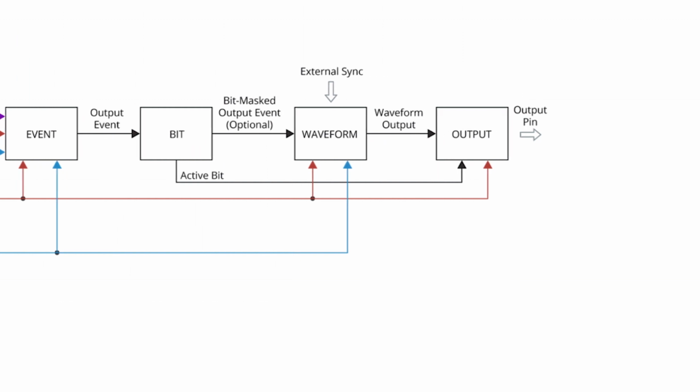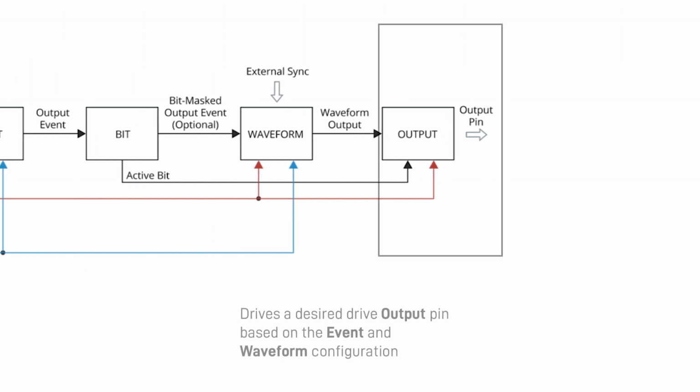And finally, we then have the output module. This module specifies which physical output PSO pin is actually being driven. Now, as you may have noticed, I did skip a step in the diagram. Before the waveform module, we technically have another module called the bit module. I do not have this highlighted since we wanted to explain the basics of PSO first.